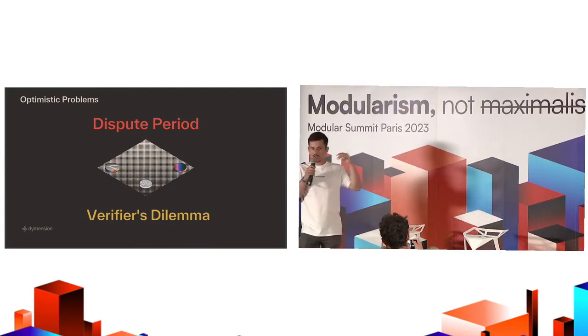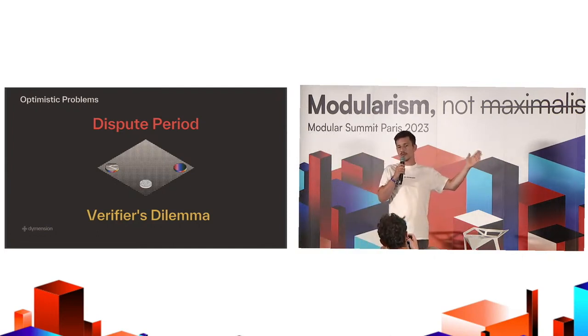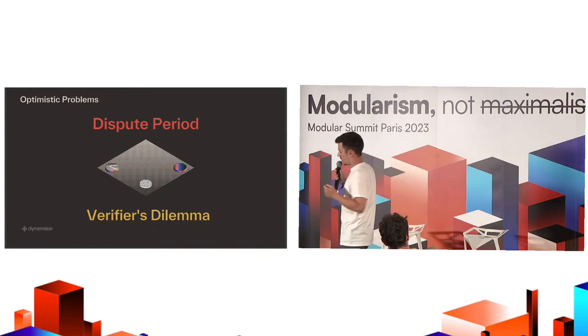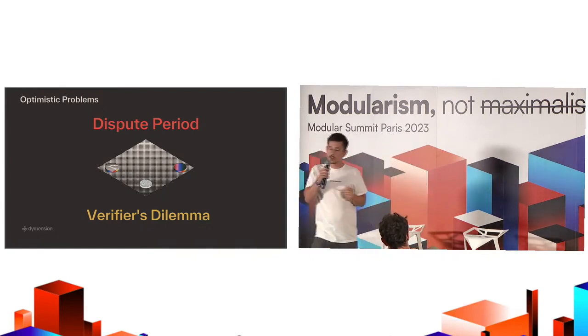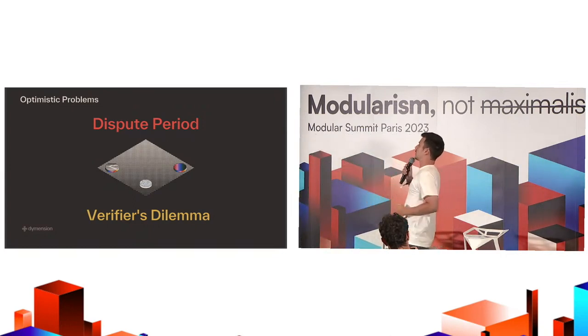So they just eventually stop verifying, and then the full node or the sequencer by that point of time could be tempted to start cheating or doing any malicious state transitions. So this is the verifier's dilemma.